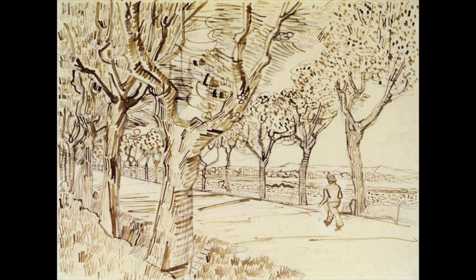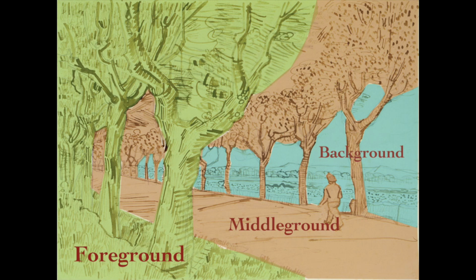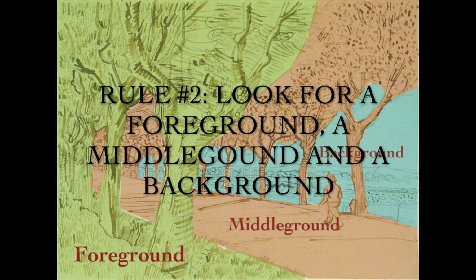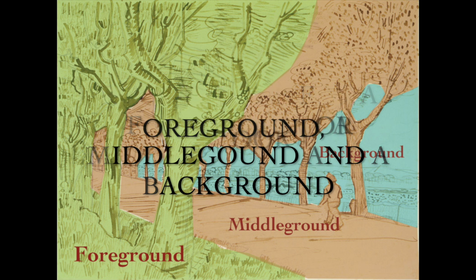Let's return to this drawing by Van Gogh. Notice how clearly he separates the planes and how this contributes to pulling your eye into the composition, forcing it to wander through it. So, the second rule we've arrived at is to look for a subject with a clear foreground, middle ground, and background. This is something I'm always looking for in my subjects.